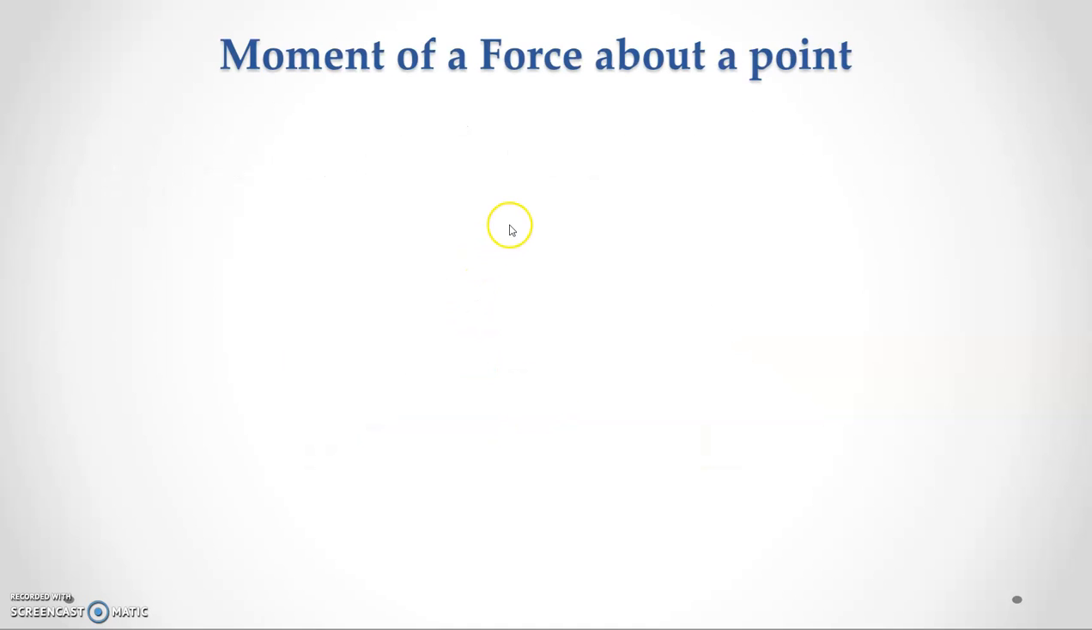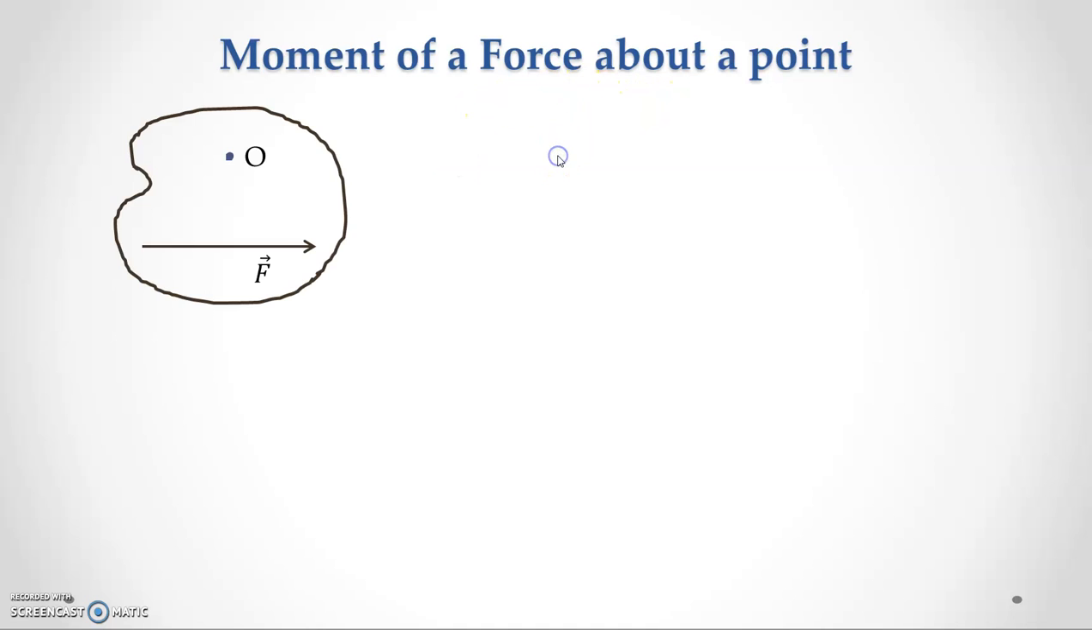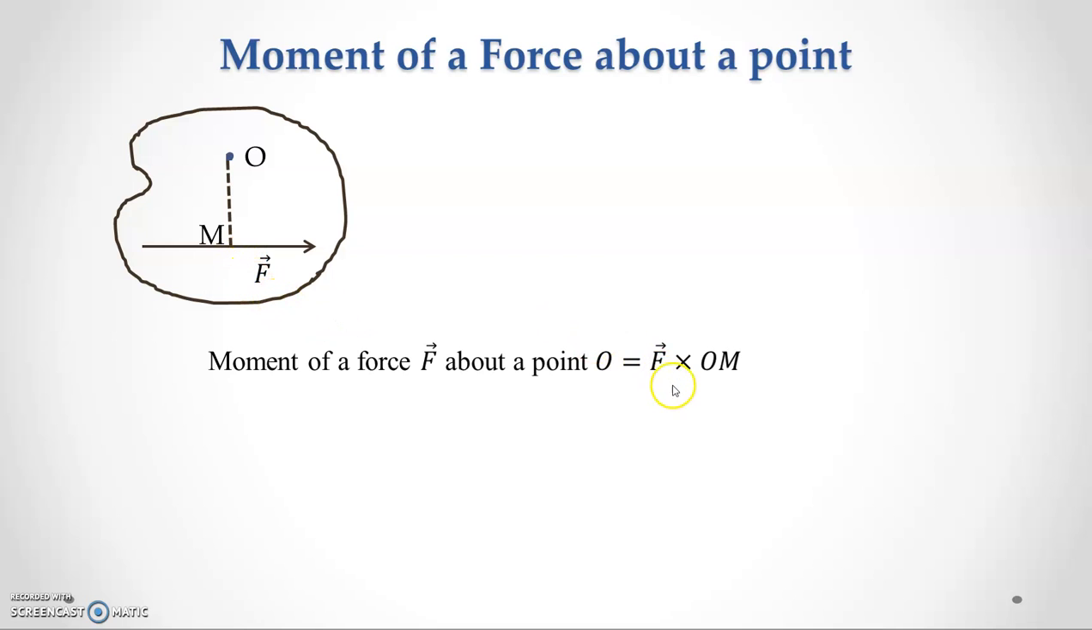Now mathematically, what is the formula for moment of a force about a point? For that, let us consider some arbitrary object with a point O on it under some force F applied on it in the direction as shown in this figure. Now to find the formula, let us draw perpendicular OM from the given point to the given force. Then the formula is force multiplied by this perpendicular distance OM.